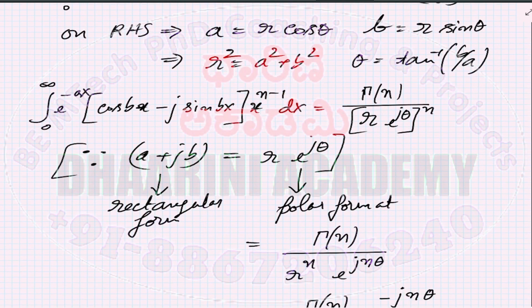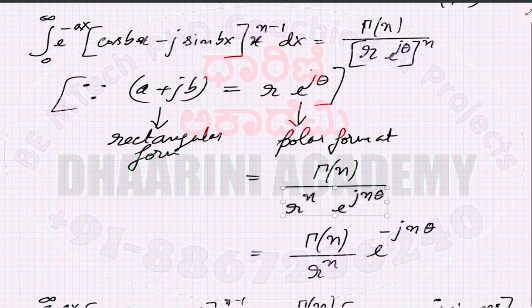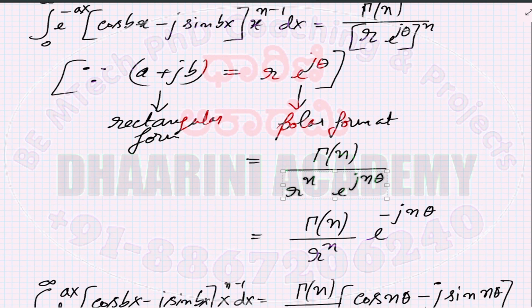Okay, so let's make a substitution now. Left hand side still remains the same. I'm going to modify the RHS. So simply replace the denominator a plus jb by r into e to the power j theta. Once that happens, we have two things coming up now. The denominator can be expanded further. So r e to the j theta whole power n can be written like this. I can bring in the power to get this. So r power n e to the power j n theta will come into the picture.